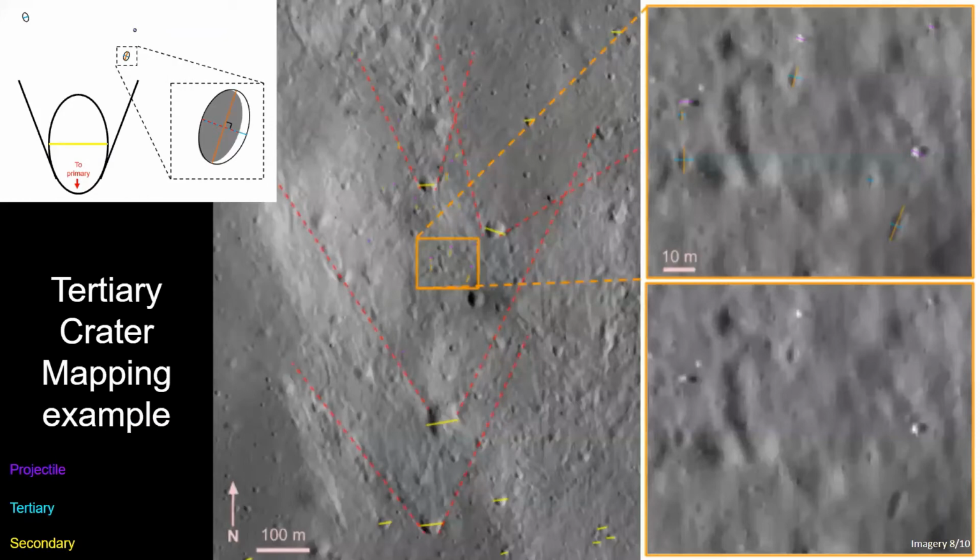Okay, so here's an example of tertiaries. This is a little bit wonky looking. So the red lines are just extensions of the V-shaped ejecta of the secondaries, which are in yellow. If we zoom in here, you can see my examples of mapping the projectiles, which are in purple, the minor axes of the tertiaries, which are in blue, the long axes, which are in orange. This down here is the exact same image, but without the lines on it. So that's how I did my mapping.